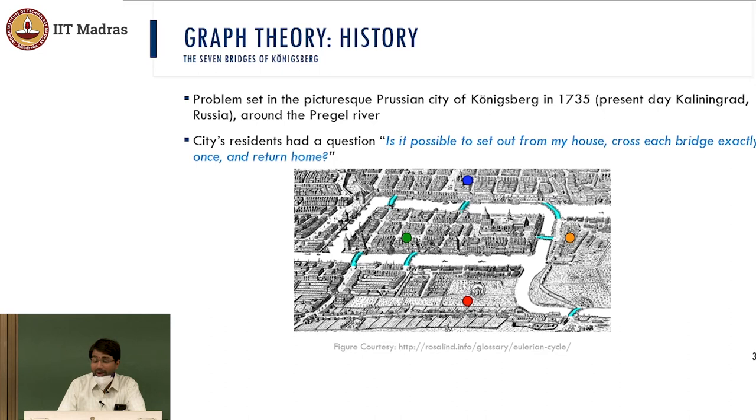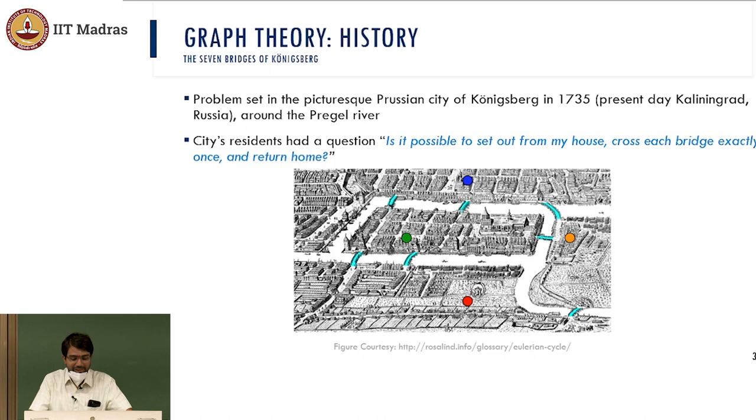The problem was set in the beautiful Prussian city of Königsberg in 1735. Today it's in Kaliningrad, around what is known as the Pregel River. Those days people had lots of time on their hands, really enjoyed life. And they had this question. Can I set out from my house after dinner, take a walk, cross every bridge in the city and come back home? This was their question.